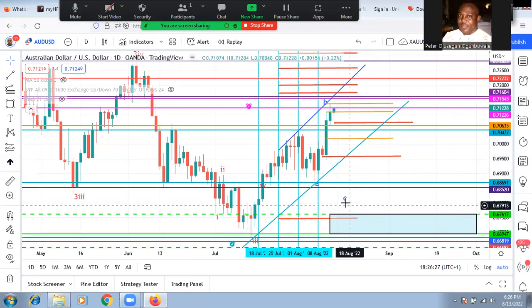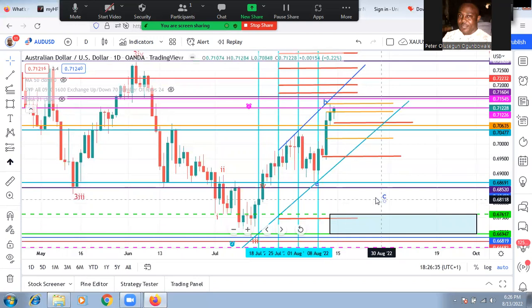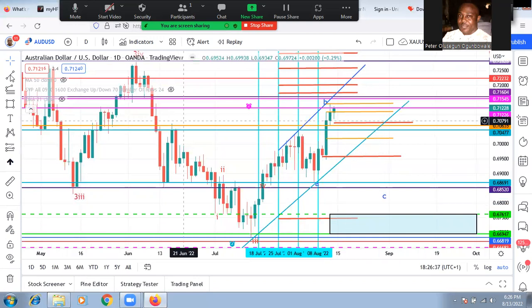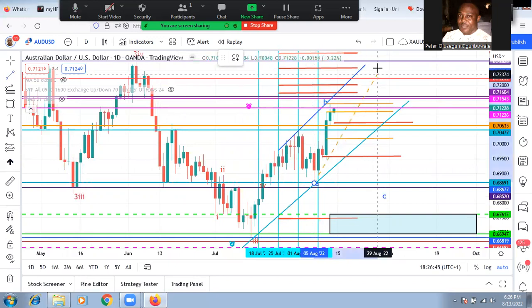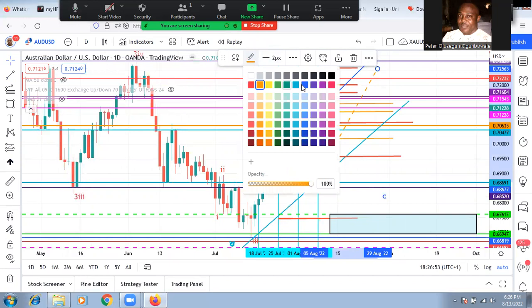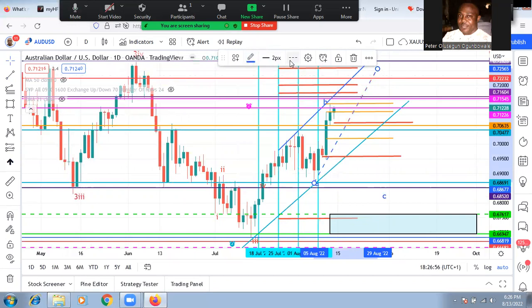So we need to break this structure, which starts from here. Once we break this structure, then price will be coming down. Once we break that structure, price will be coming down. So that is what we need to break now. We need to break this. So it's a rising wedge. You can see it's a rising wedge.